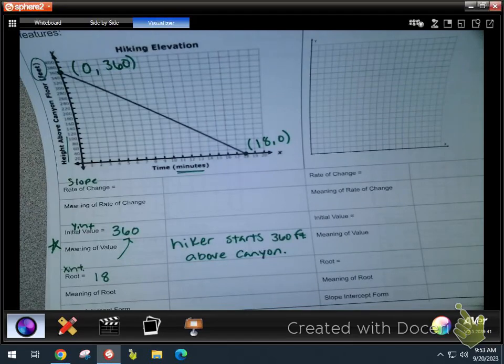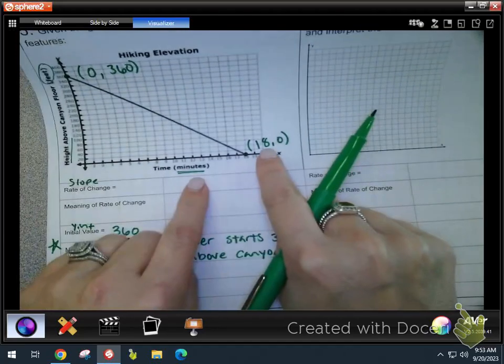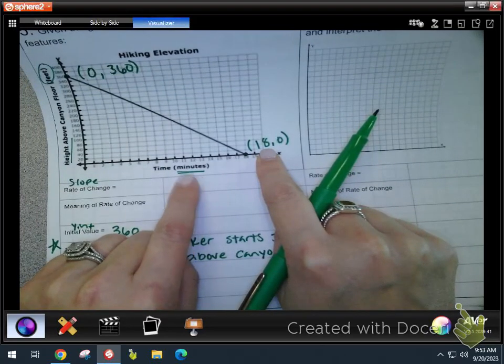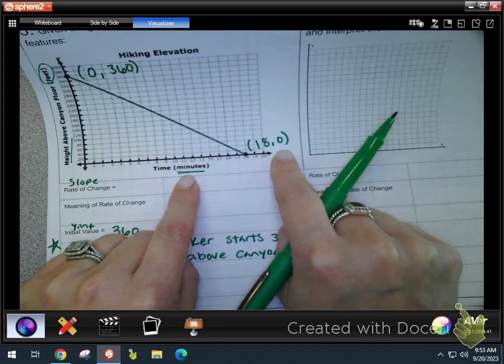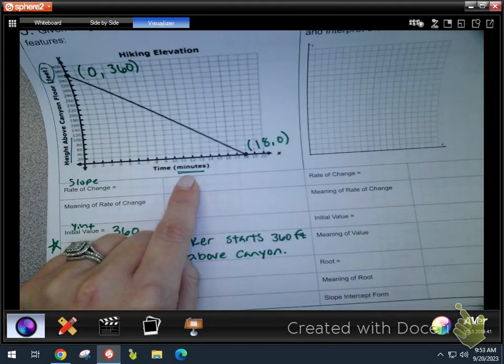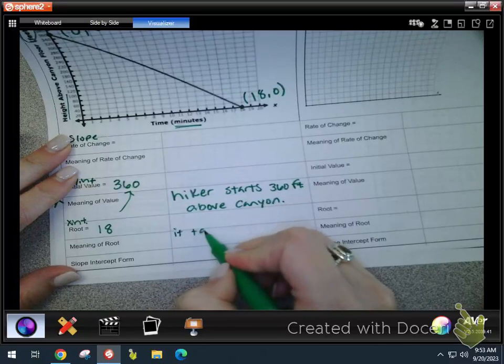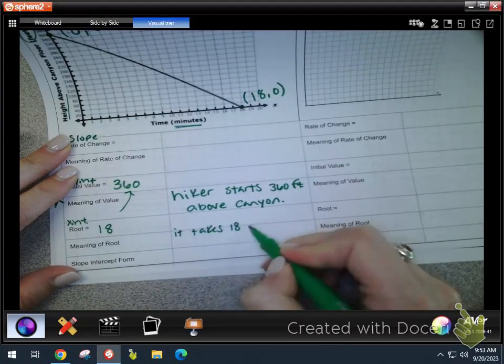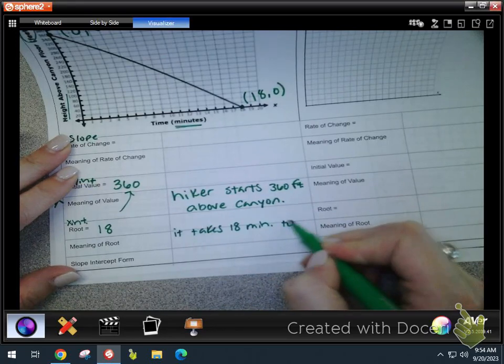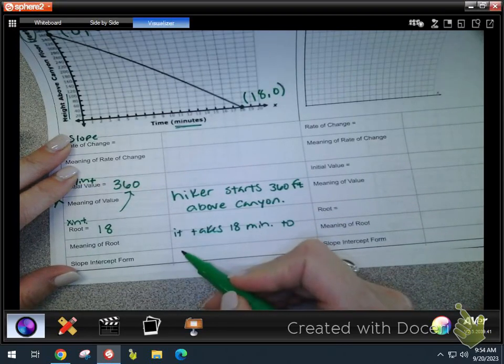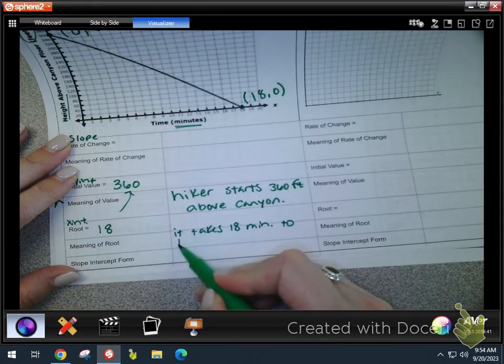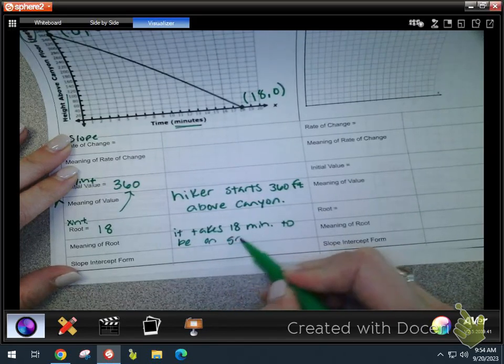Now let's talk about what that means in the story. What does it mean? Look at the units. Time. 18 is the time. So it takes 18 minutes for what to happen? To get down from the canyon. Okay, it takes 18 minutes to be back on the ground. Very good. Meaning, it takes 18 minutes to, I don't want to say land, but to be on ground. Something like that.